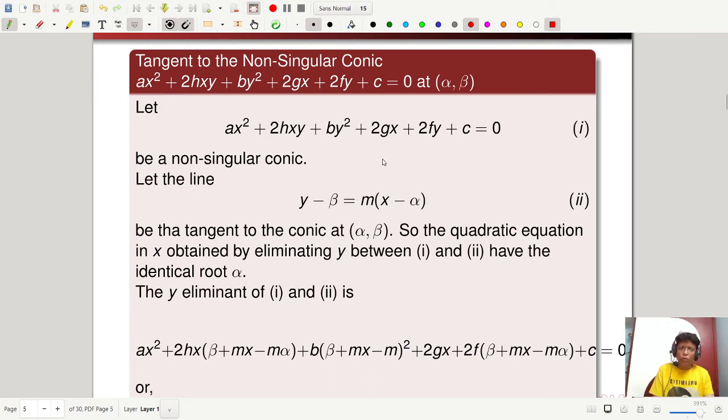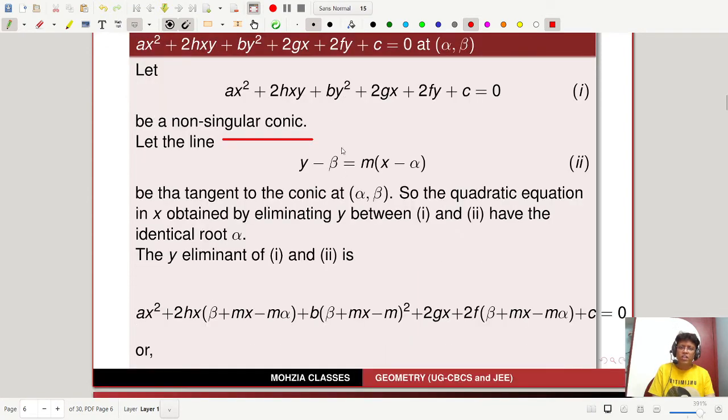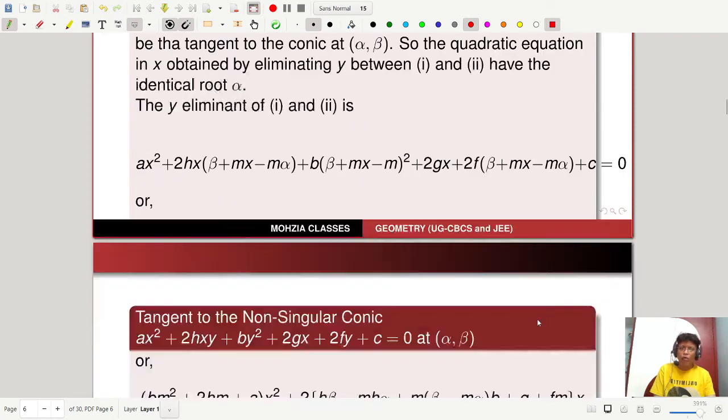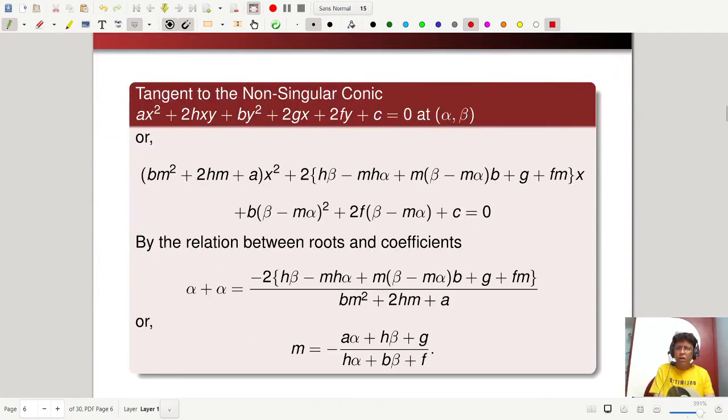So this is your equation number one, a non-singular conic, and let the line be y minus beta. Actually you want to find the tangent at alpha beta. So y minus beta equals m into x minus alpha is the equation of the tangent at alpha beta. Now m is the only unknown. So let us eliminate y between 1 and 2. So you have again a quadratic. I am using the same logic here. So this is the quadratic in x.